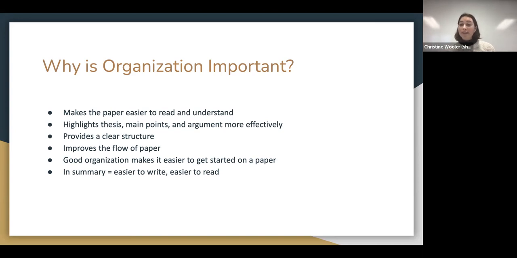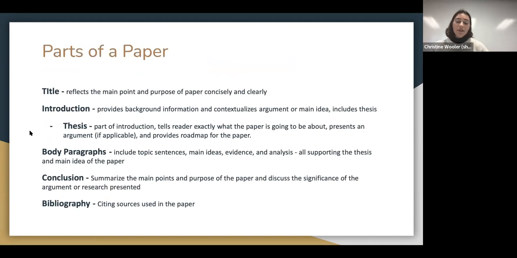It also makes it easier to get started. So as a reader, it's going to be a lot easier, but also as a writer. When you're writing these papers, it's going to be a lot easier to get started, to brainstorm, to improve, and to actually write the paper when you have good organization and a good outline. And so that's what we're going to be talking about today. It's a lot easier to write, and it's a lot easier to read when you have a well organized paper.